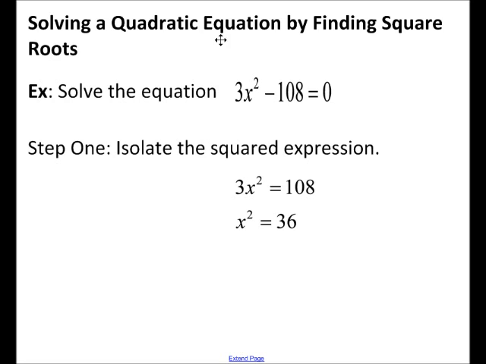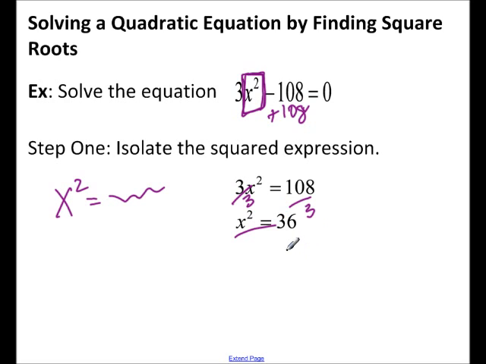Alright, so solving a quadratic equation by finding its square root. The big thing that we have to do is, as they say, isolate the squared expression. What that means is that whatever our squared thing is, here the x squared, we need to get it by itself so that it says x squared equals whatever. In this case, that means we're going to add our 108 to both sides, and divide by our 3, and that's how we get our x squared all by itself. So the first thing we need to do is get x squared all by itself, equal to the other stuff, which usually will come down to one number.